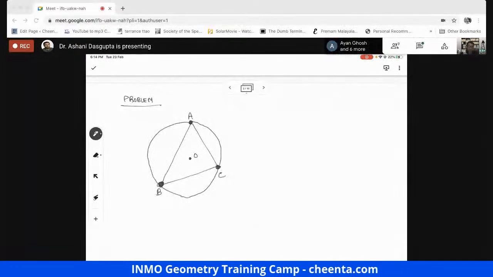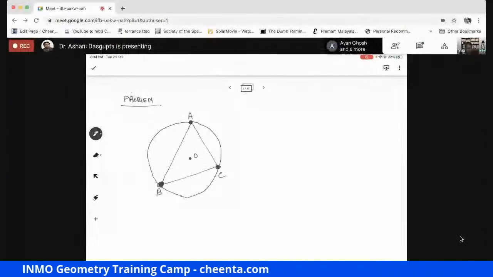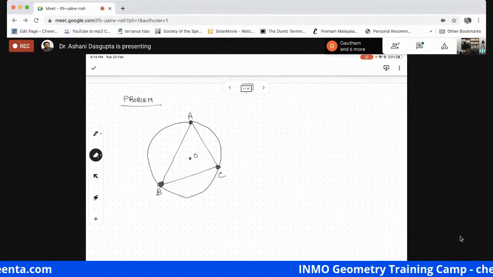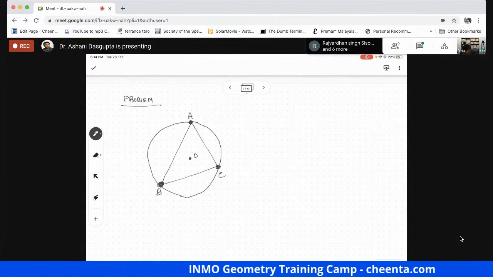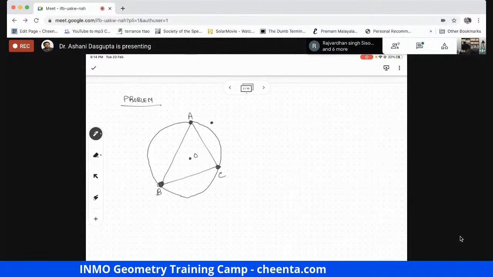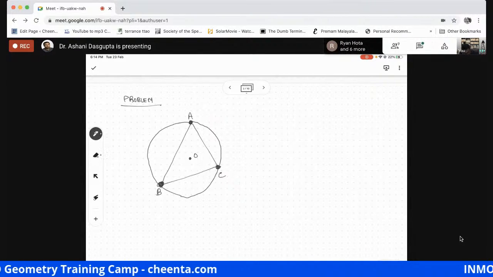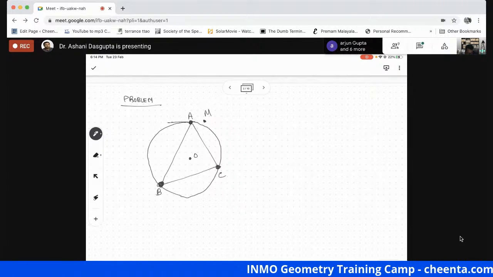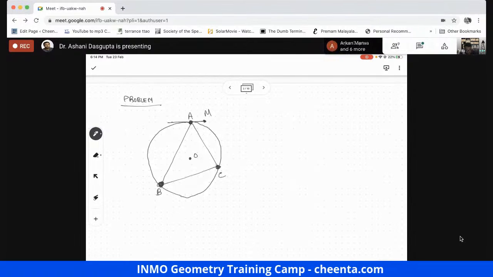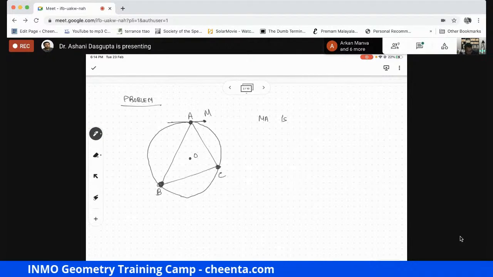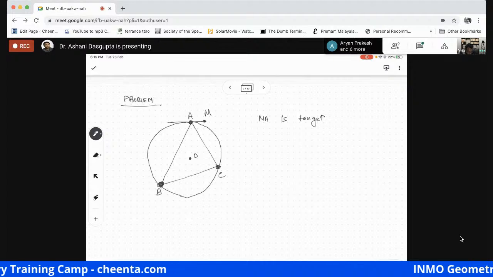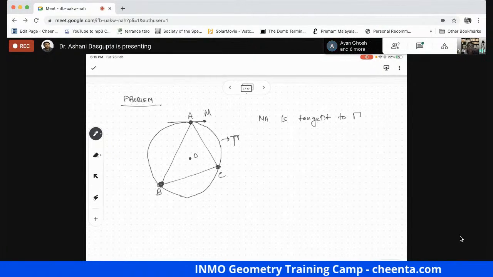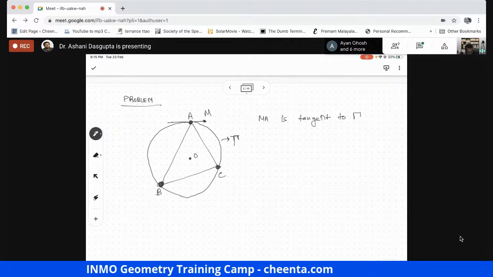And we have a point M, which is like this. So M is a bit clever. You draw, okay, I'll draw M maybe a little bit more here. So M is here, suppose. So MA is tangent to the circle. MA is tangent to gamma. So this circle is gamma. MA is tangent to gamma. Okay. And this is the number one data.